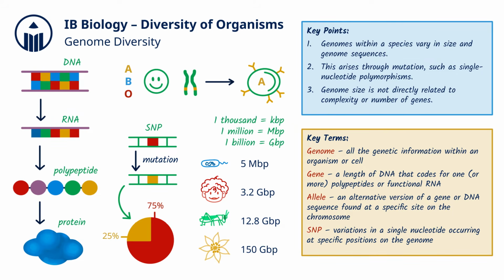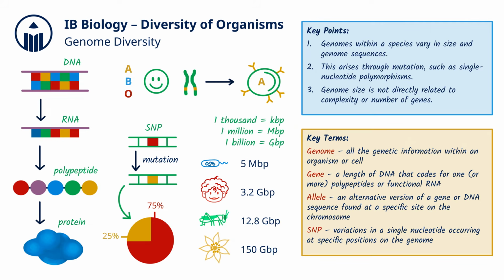SNPs can occur through several mechanisms of mutation, like errors in DNA replication or exposure to agents that cause mutation, like UV rays. Because they involve switching single nucleotides, SNPs don't change the size of the genome. This instead occurs through insertion and deletion mutations, where nucleotides are added or removed from the DNA sequence.